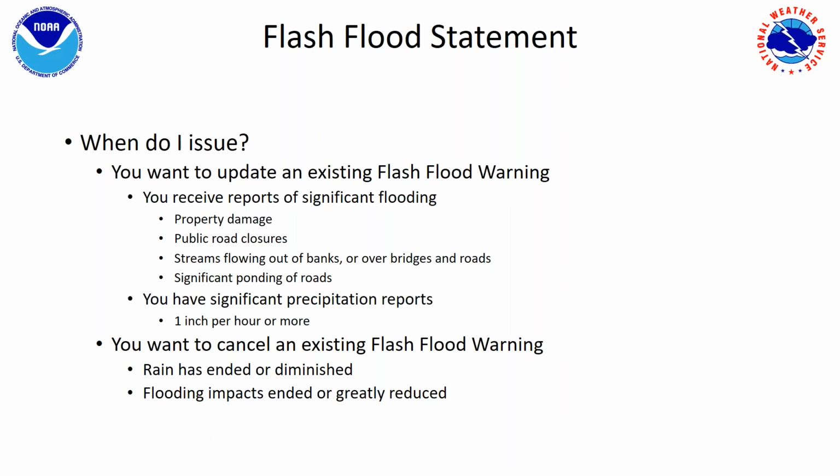But the important point here is that you can use the flash flood statement to keep the public and your key partners updated on what's going on with the warning, as opposed to you just issuing the warning and people maybe wondering, hey, what happened with this? So you can use the statement to say these impacts have occurred, or even if impacts have not yet occurred, we are detecting heavy rainfall, or we're seeing more rainfall coming in based on satellite data. The other thing that you use the statement for is to cancel or allow to expire an existing flash flood warning.